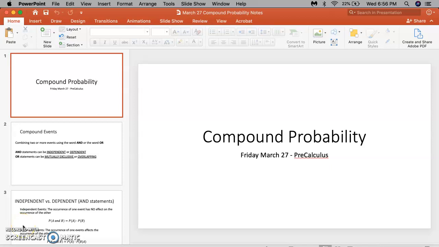All right, the next thing that we are going to go over is compound probability. On Wednesday, you watched a video on just finding regular probability with one event. Now we're going to be throwing in two or more events. Most likely it's just two.